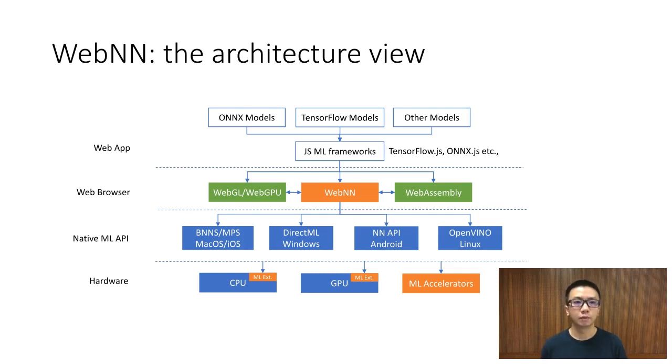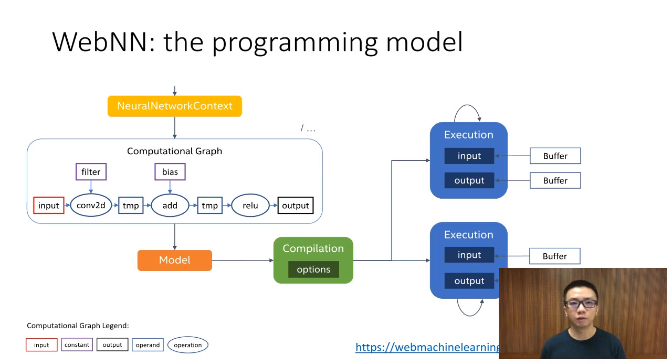Slide 7. The WebNN proposal has 4 major interfaces: the neural network context, model, compilation, and execution. The main programming flow is like this. First, you can get a neural network context object from the global navigator object. The neural network context object has methods for tensor operands and operations, so you can use that to define the computational graph, as the example shows.